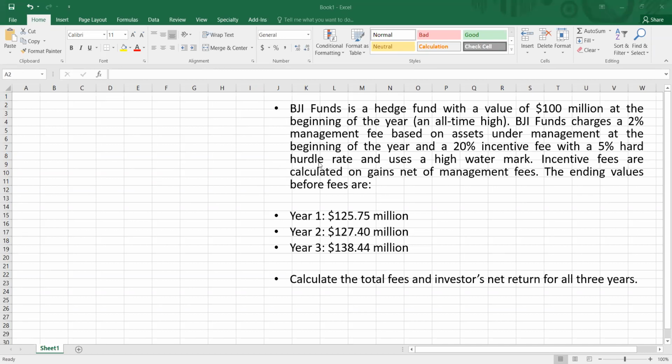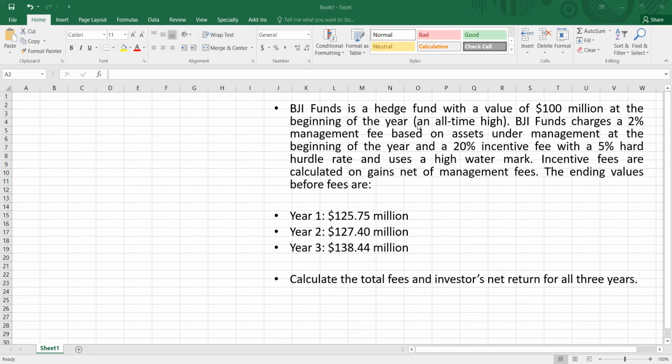Last time we stopped at the end of the chapter, the example that we wanted to go through, which is related to the hedge fund. The question is given here and it tells you to estimate the total fee and investors' net return for all 3 years.